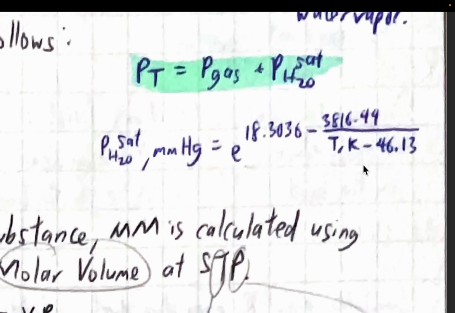How? If you're looking for P water sat, then temperature should be in Kelvin. But if you're looking for the temperature, then the pressure should be in millimeters mercury. It's as simple as that. Okay? So e, Euler's number, raised to 18.3036 minus 3816.44 divided by T in Kelvin minus 46.13.